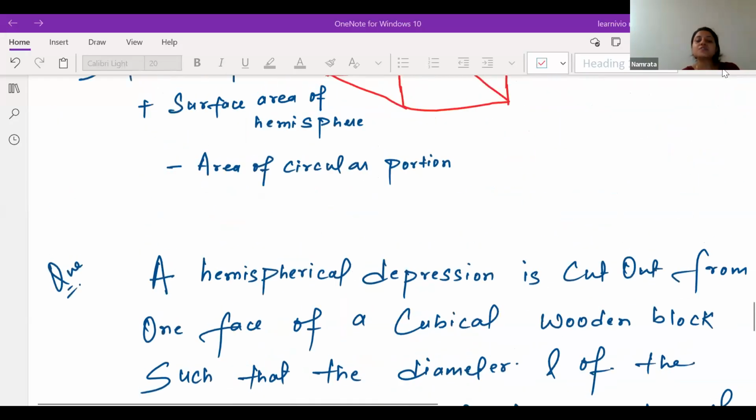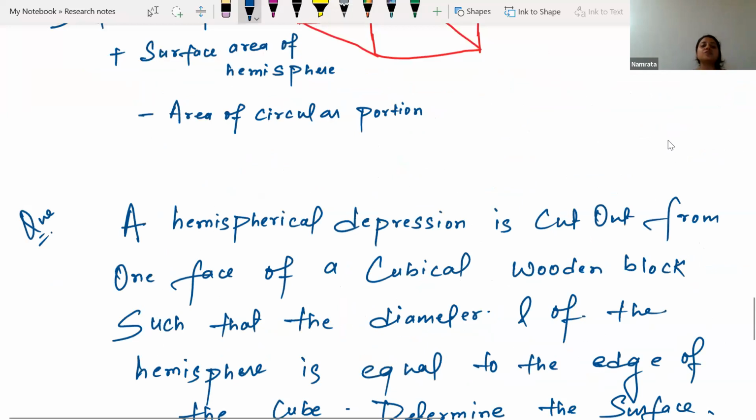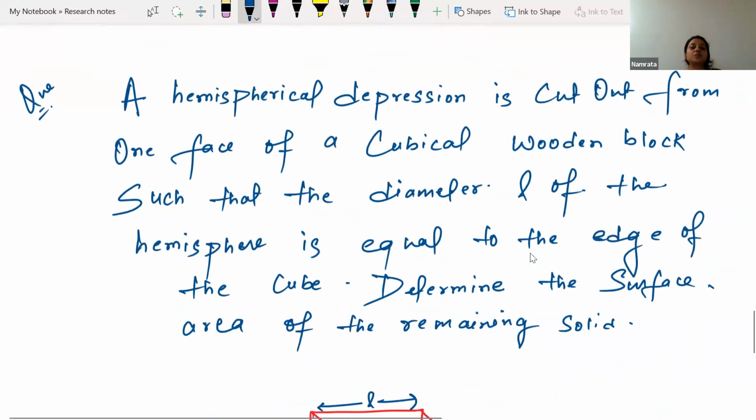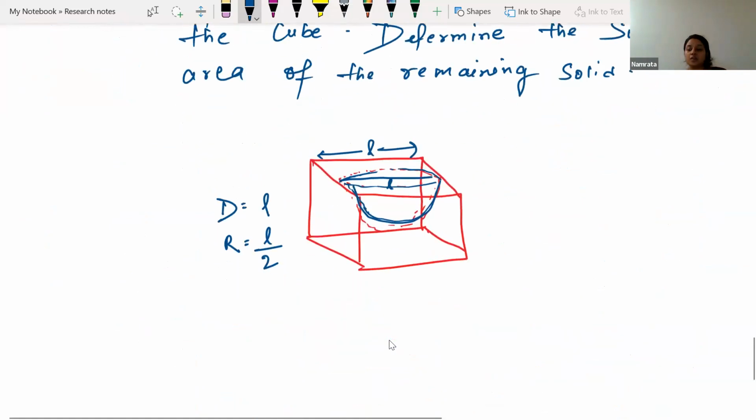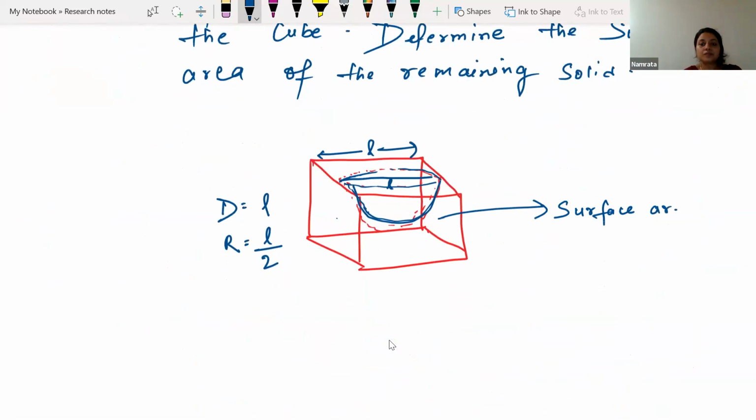A hemispherical depression is cut out from one of the faces of a cubical wooden block such that the diameter L of the hemisphere is equal to the edge of the cube. Determine the surface area of the remaining solid. So for finding the surface area of the solid, we will find the surface area of the cube. From there, we have to exclude that top part, because the top portion, pi r square, is missing from there.